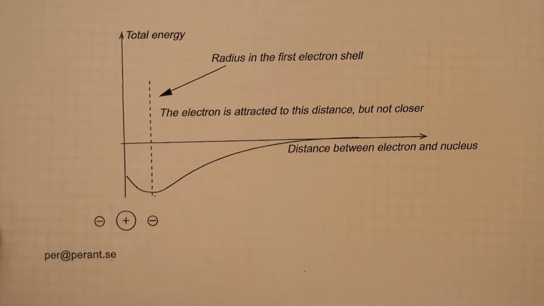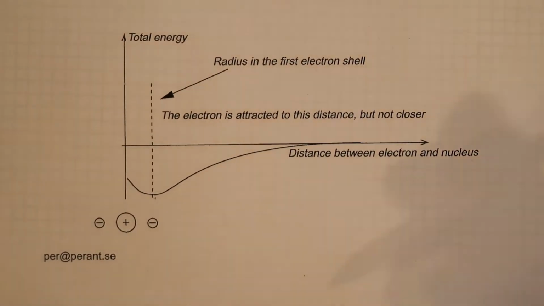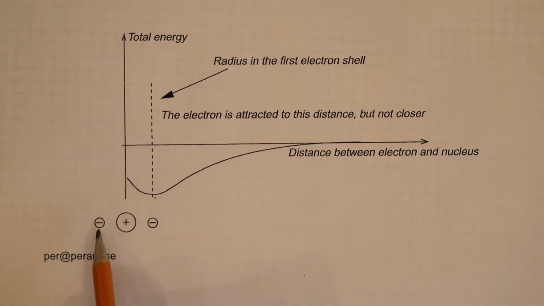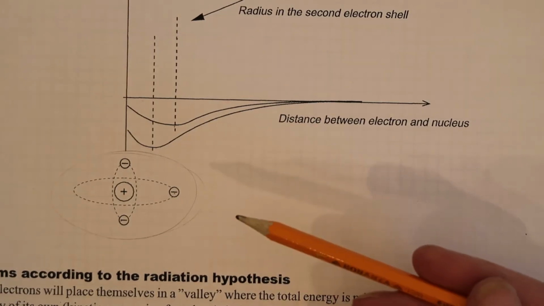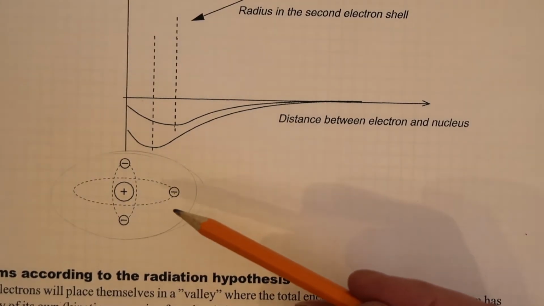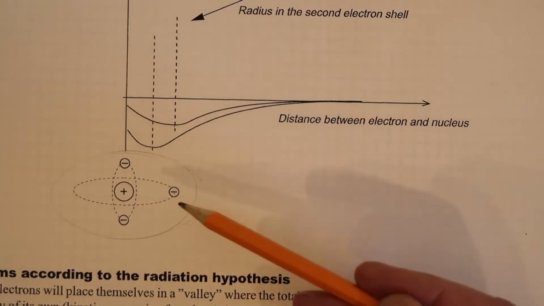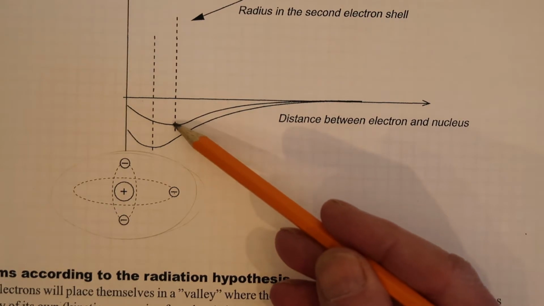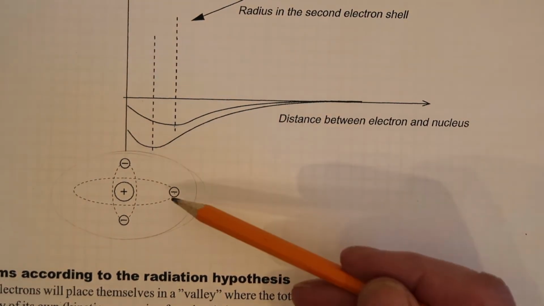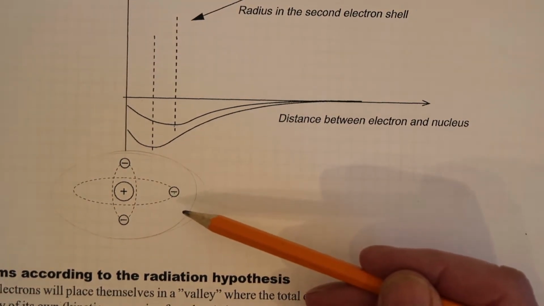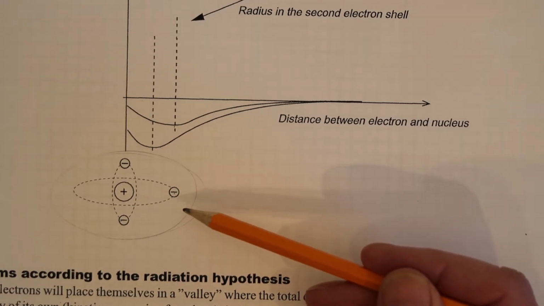And for the next electron, the point of minimum energy is, of course, on the other side of the nucleus. And when we add another electron, we can find another distance where the energy is a minimum. And that's where that electron will be located.